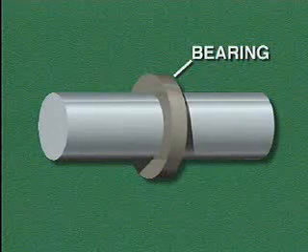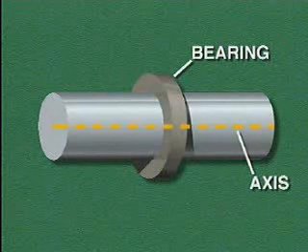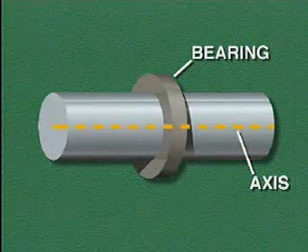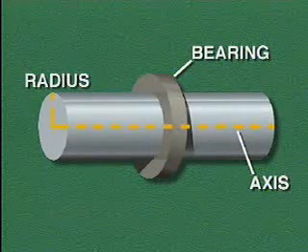Most bearings are mounted on rotating shafts. A shaft rotates around a center line or axis. The distance from the axis to the outside of the shaft is called the radius.